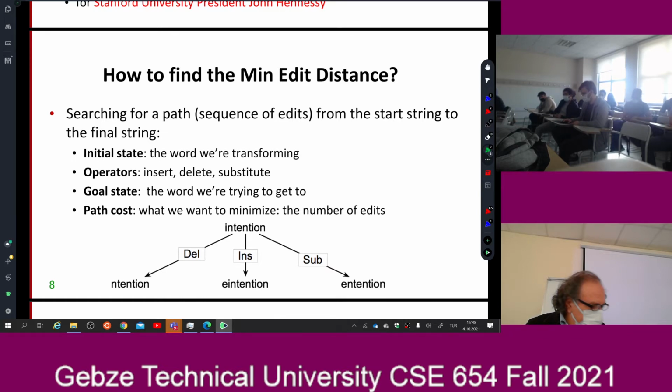So length of intention. This most stupid way is just delete all of them and insert all of them, right? So delete all of them, insert all of them. What is intention? 6, 9, 10. Let's say 10 plus 10, 20. I don't like that solution. If I explore this state space, I have to produce all 20 levels of information. That's not going to be good.